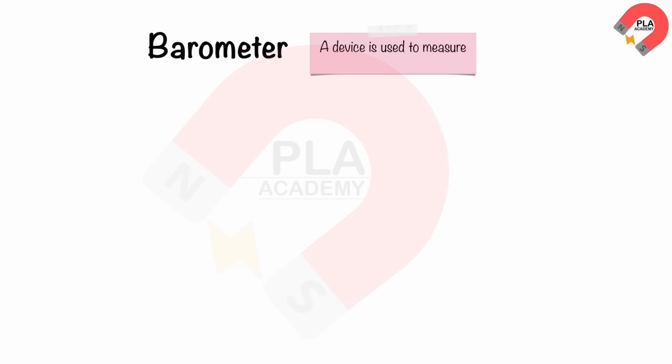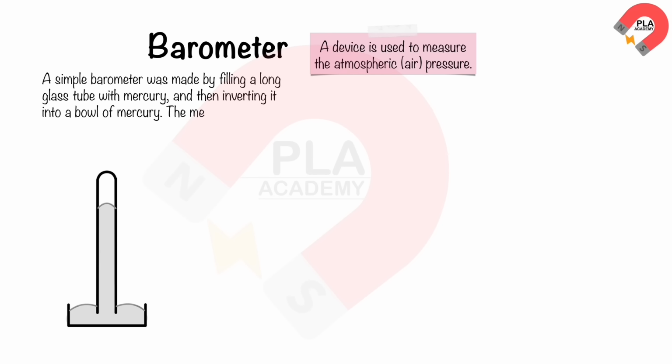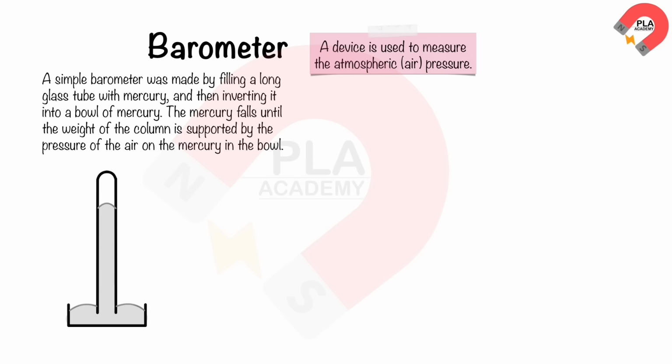A barometer is a device used to measure atmospheric, or air, pressure. A simple barometer was made by filling a long glass tube with mercury and then inverting it into a bowl of mercury. The mercury falls until the weight of the column is supported by the air pressure pushing down on the mercury in the bowl as shown.